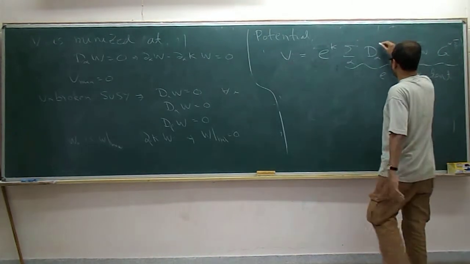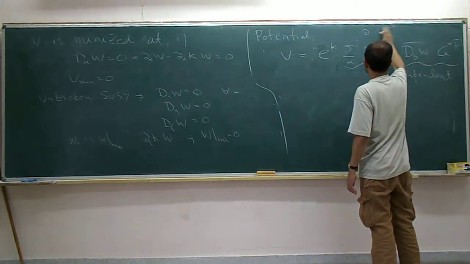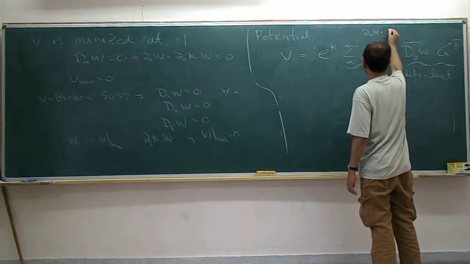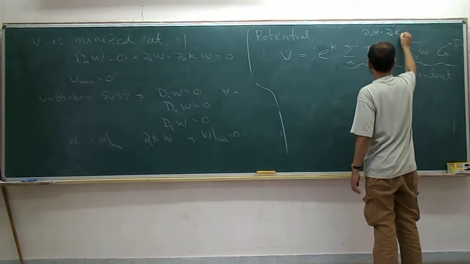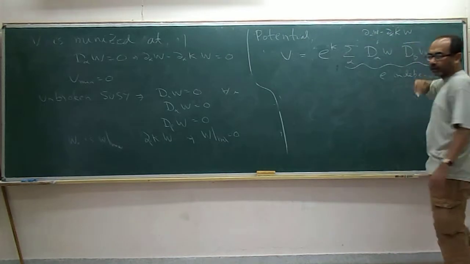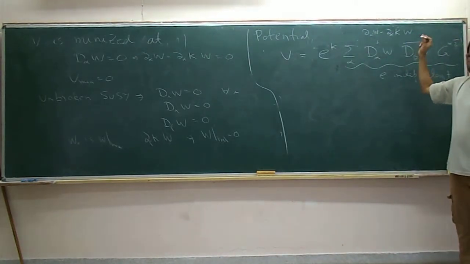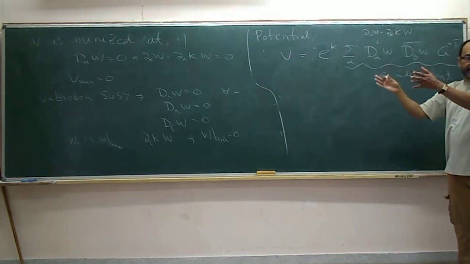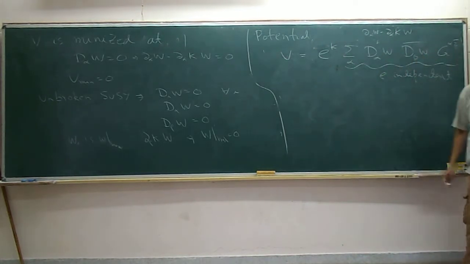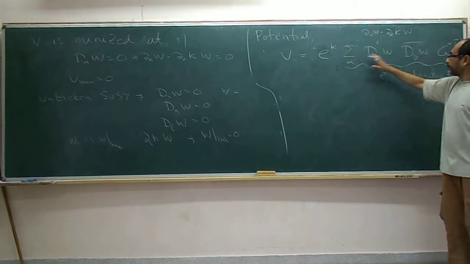Why? Because D alpha W is del alpha W minus del alpha K times W. W doesn't depend on rho. K does, but del alpha K doesn't, because the rho dependence is just an additive term, minus 3 log of minus i times rho minus rho bar. So this part doesn't depend on rho.